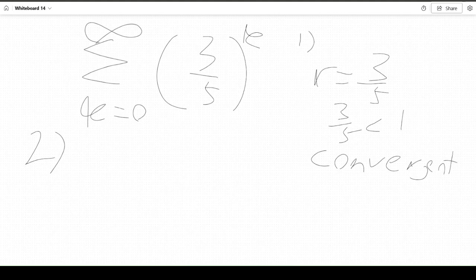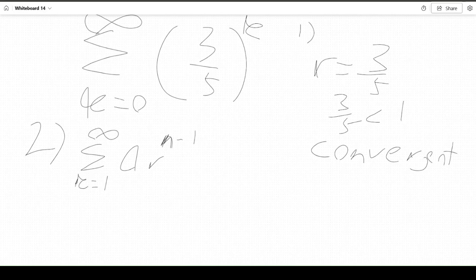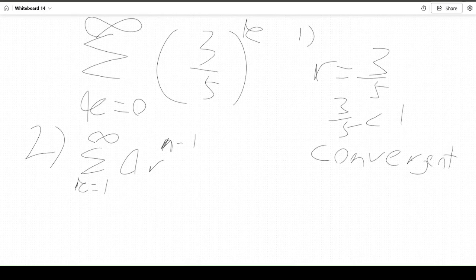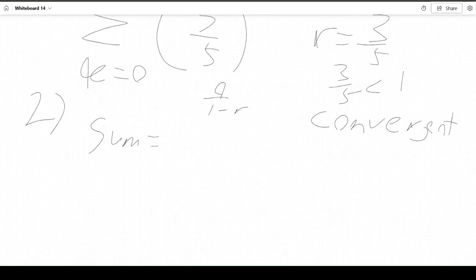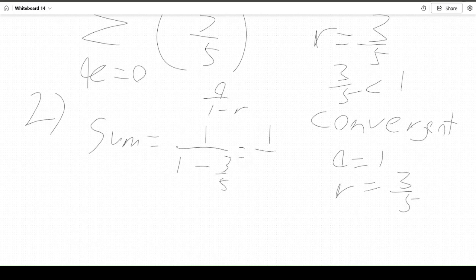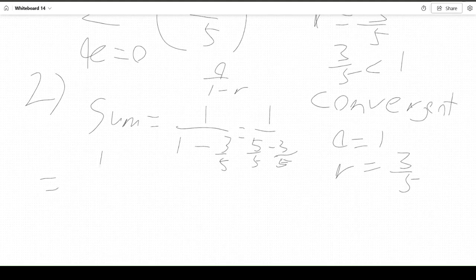So let's rewrite it. So this will make it seem much easier. So this would be a r to the n. So the a in here is going to be just 1 because there's no coefficient here. So we can assume that it was going to be 1. So let's start off with this. 5 over 5 minus 3 over 5. I'll make it be 2 over 5, and we can multiply the reciprocal. So this will be just 5 over 2. And this is our answer for the problem.